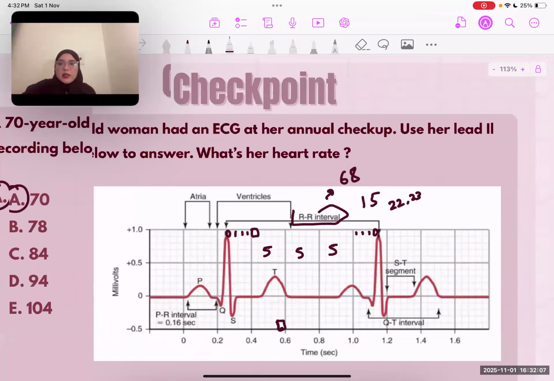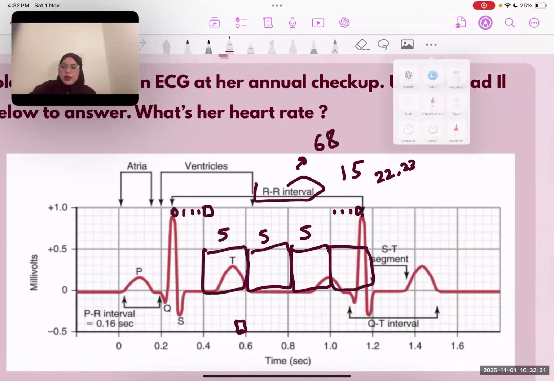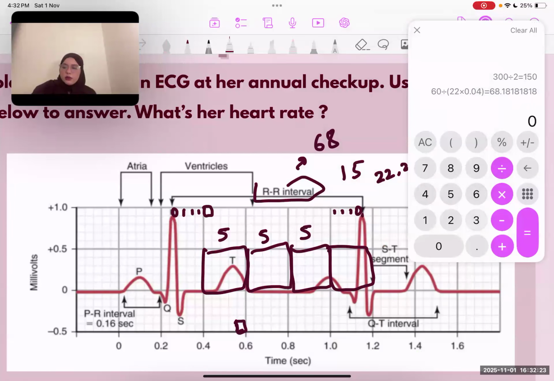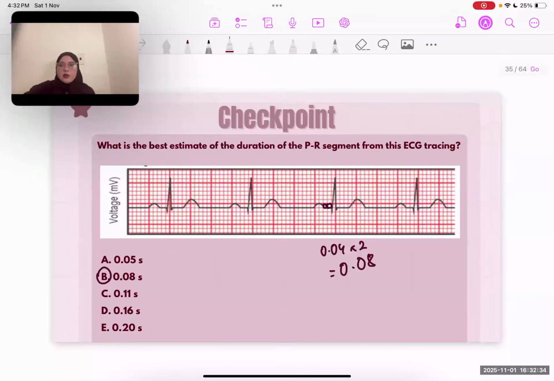Is that clear now? And just generally, if you're trying to see if it's tachycardia or bradycardia, you can just use the big box method. So 1 big box, 2 big boxes, 3 big boxes, and we'll make these both one more. So 4. So you can just do 300 divided by 4, which will give you 75. This is more of a rough answer for when you're just trying to quickly figure it out. Okay, anything else here?